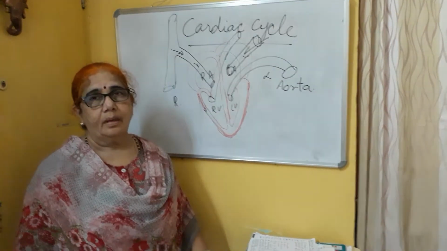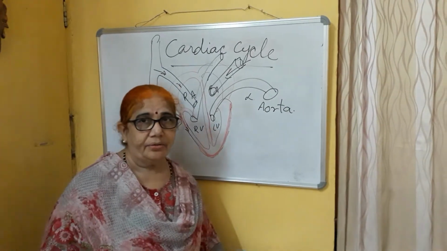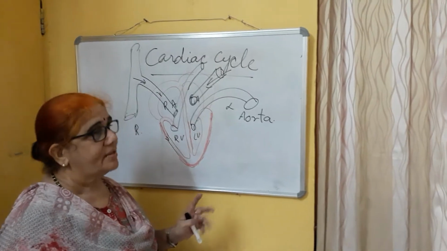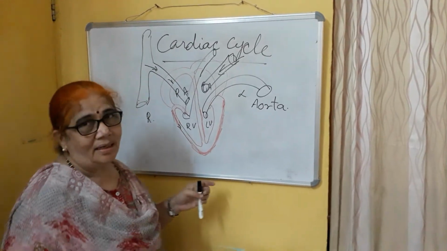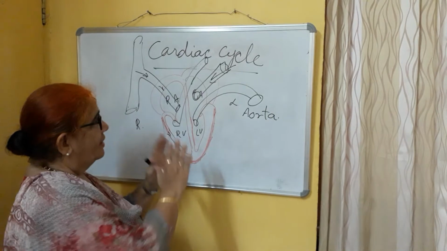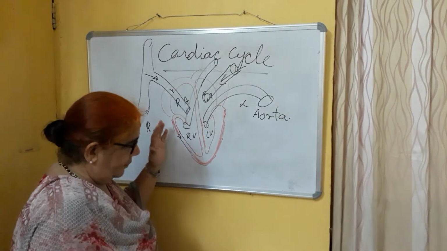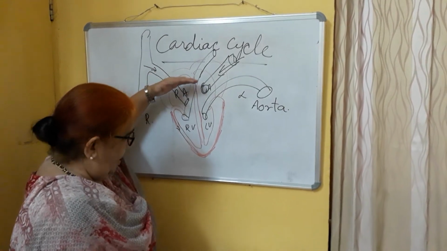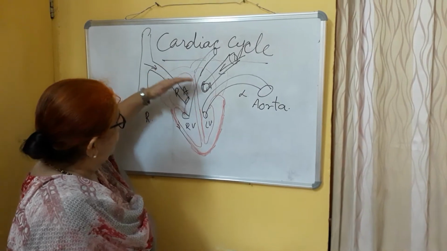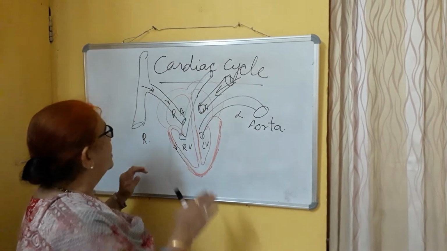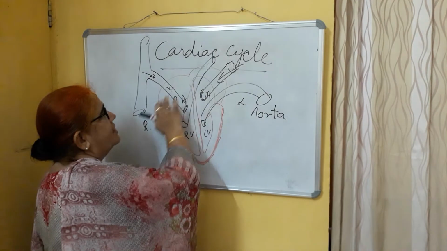Okay. Good morning, students. Let us continue yesterday's human circulation. So today we will see the cardiac cycle. Before that, whatever points we saw yesterday, we will see the difference between the auricles and ventricles. These two are the auricles, and these down ones are the ventricles.